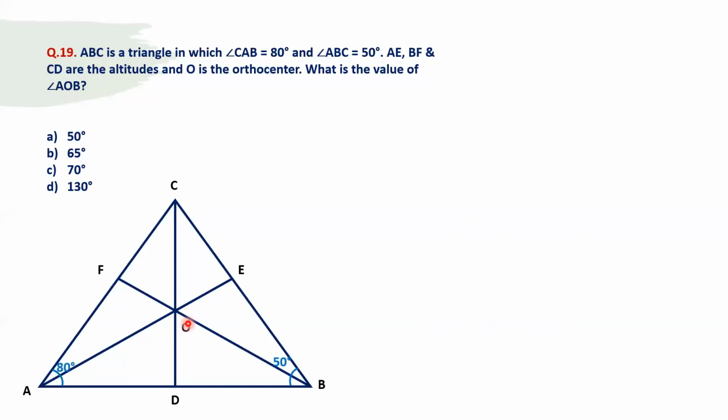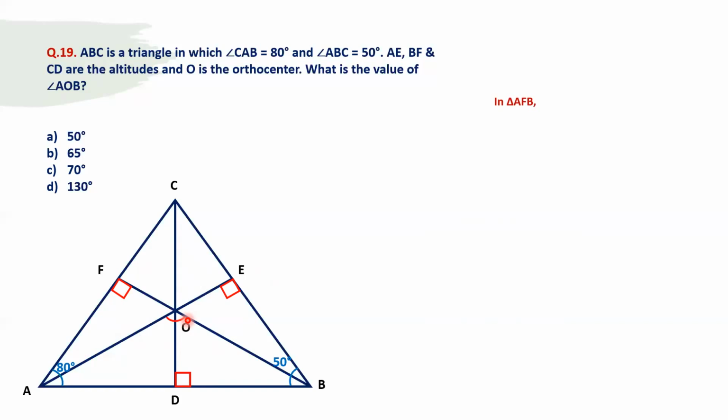Now here it is given 80 degrees and 50 degrees, right? And these are altitudes, so these three are 90 degree angles, and we have to calculate this AOB. This is the information given to us. Now let's calculate how much this angle is. Again, this is a very simple question.